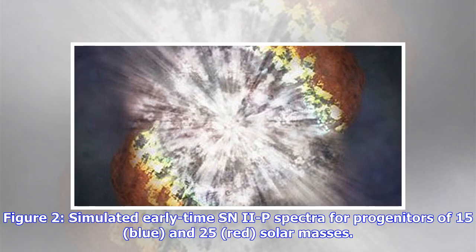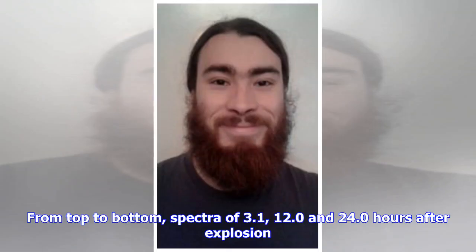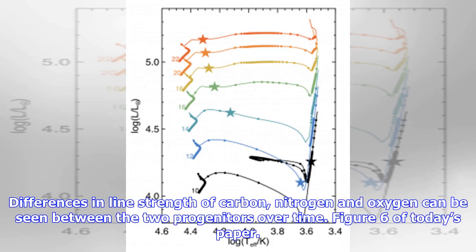Figure 2: Simulated early-time SN IIP spectra for progenitors of 15 (blue) and 25 (red) solar masses. From top to bottom, spectra at 3.1, 12.0 and 24.0 hours after explosion. Differences in line strength of carbon, nitrogen and oxygen can be seen between the two progenitors over time. Figure 6 of today's paper.